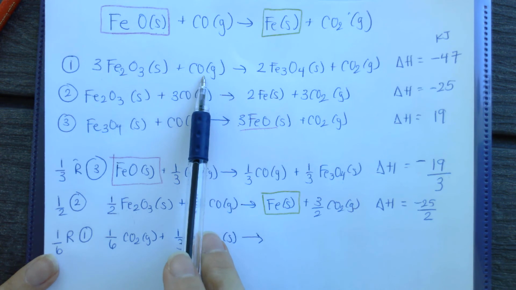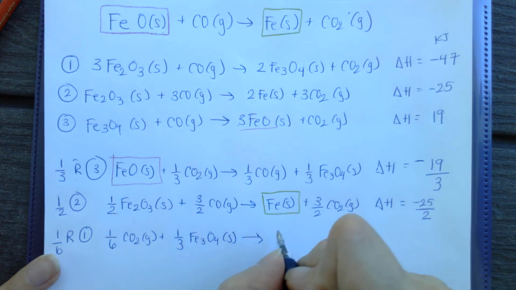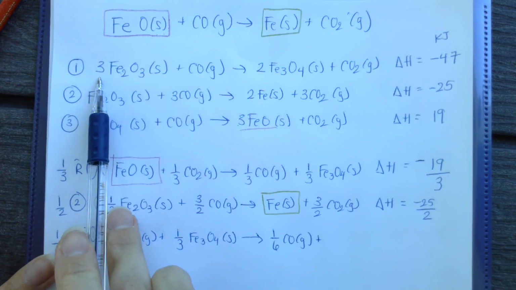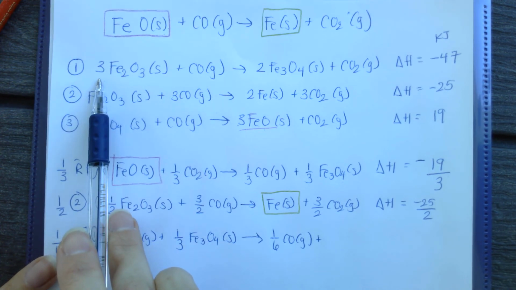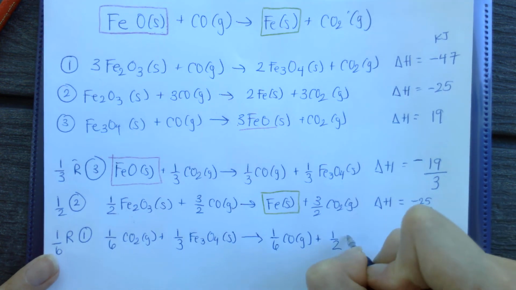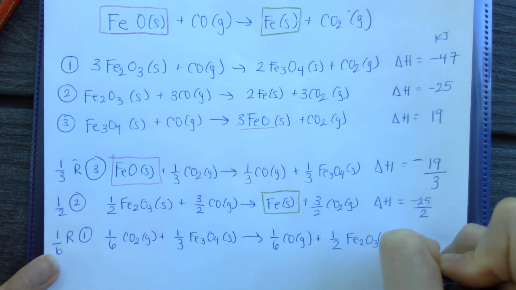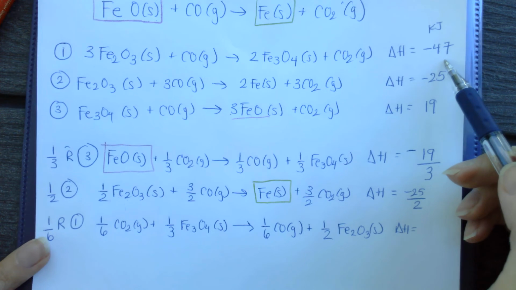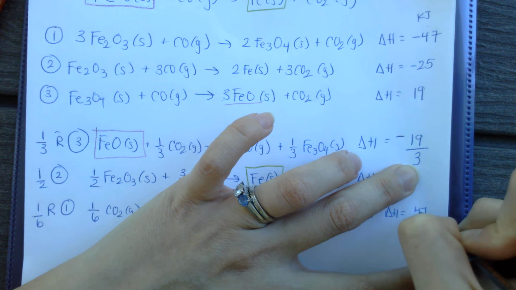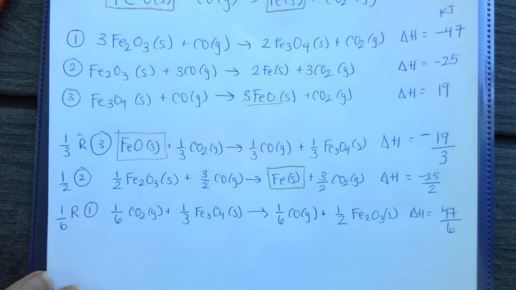Okay, so now let's look at these here, the reactants that are now our products. This one's easy. This will be just 1/6 CO gas. And then this one here, we're going to have 3 over 6. So 3/6, which is 1/2. 1/2 Fe2O3 solid. Okay, so the delta H for this one, for reaction 1, we reversed it. So now it's not negative 47, it's positive. And then we multiplied through by 1/6. So we'll have 47 over 6 for our delta H.